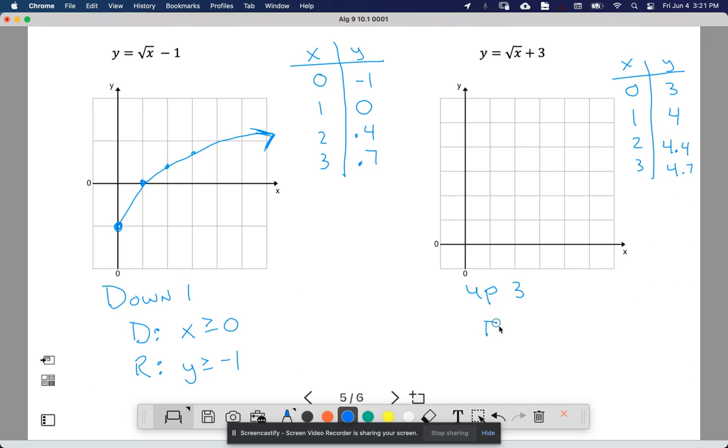And then I can go right into my domain. We did not and haven't looked at anything that moves it left and right at all. So x is going to be greater than or equal to 0. And your range is now going to be y has to be greater than or equal to... we moved it up 3, so it has to be greater than or equal to 3. And in case you want the graph, just real quick: 1, 2, 3, and then there's the 4, and then 4.4, and then 4.7.